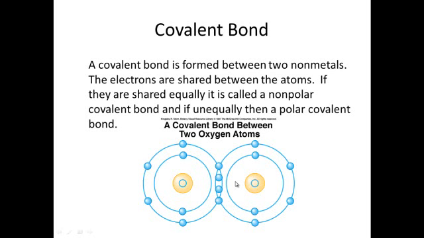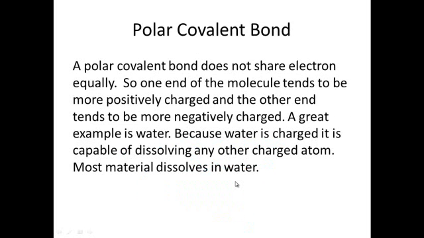Now, there are 2 types, like I said, if they're shared equally or not equally. If they're shared equally, it's called a nonpolar covalent bond. If they're unequally shared, it's called a polar covalent bond. Polar covalent bonds, because they're not shared equally, will have one end that tends to be more negatively charged more of the time, and one end that tends to be more positively charged more of the time.